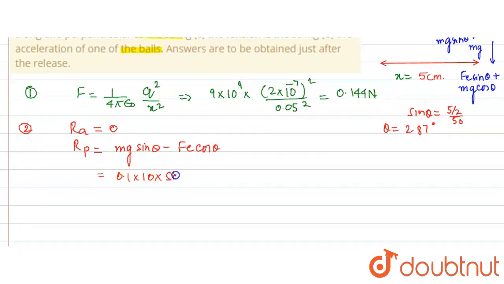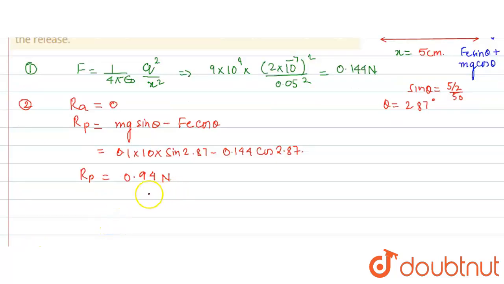Now let us put the values here: sin 2.87, minus Fe, which we have already found out, 0.144 cos 2.87. If we solve this, we get the resultant force perpendicular to the string, which is the answer, as 0.94 Newton. Now let us solve the third part.